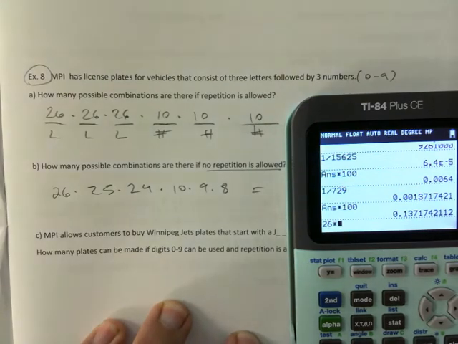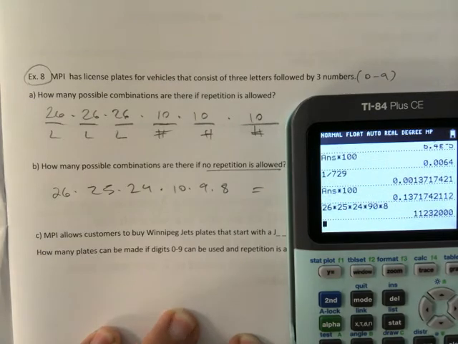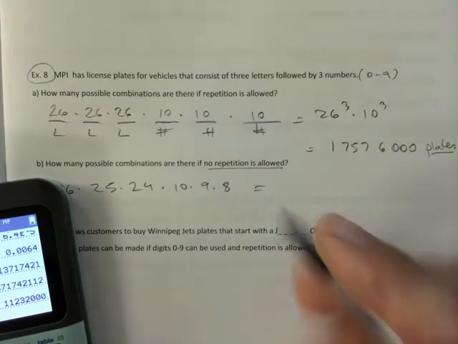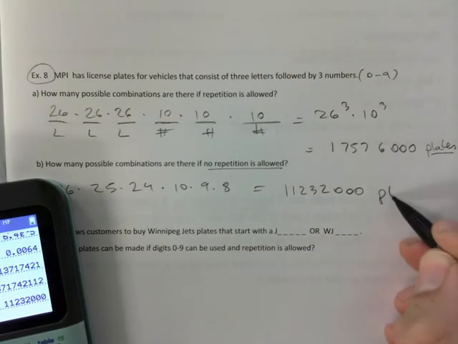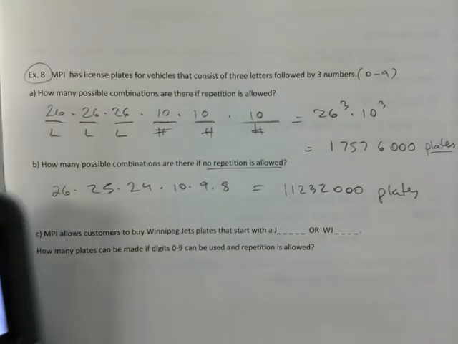So what is that? 26 times 25. I have the answer, but I'm just going to almost. So there's no repetition. That's what it would be.